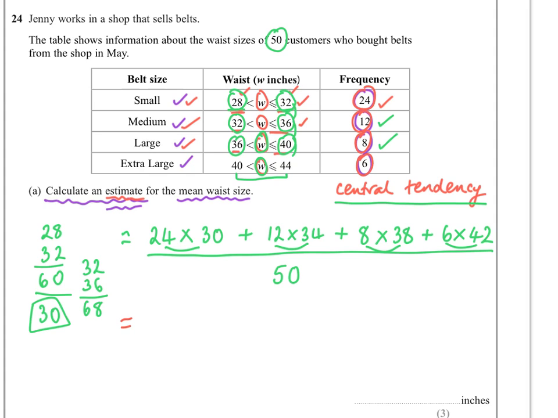So I'm going to do the top row first. I'm not going to do it all in one go. 24 times 30 plus 12 times 34 plus 8 times 38 plus 6 times 42, and that gives me 1,684. Divide that by 50 and I get 33.68, and it's measured in, I don't know what the measurement is, oh yes I do, inches.